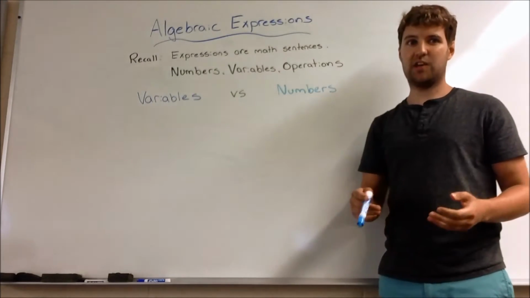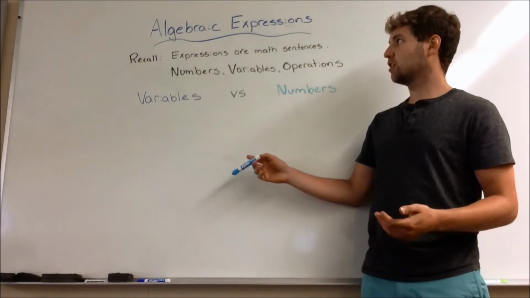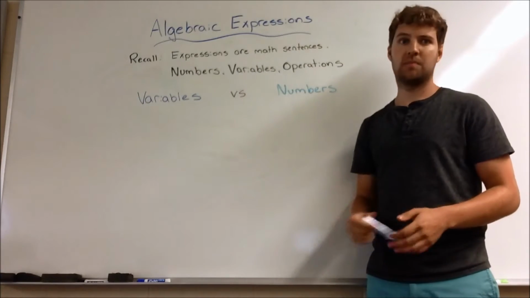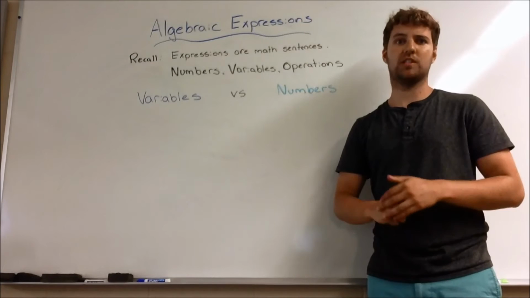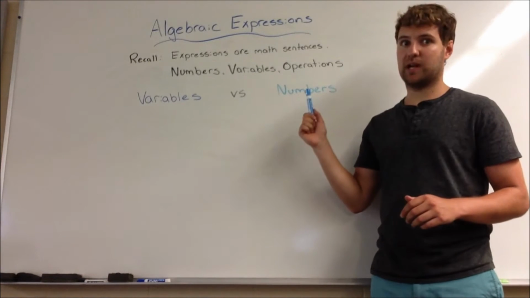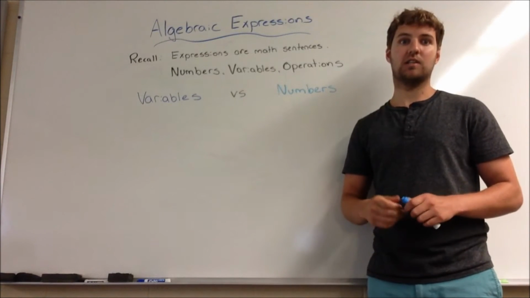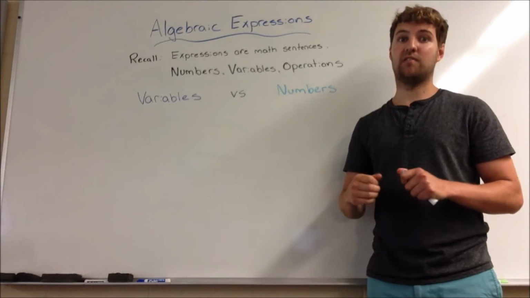And last video, we said that we weren't going to worry about variables. We just looked at different expressions that had numbers and operations, and we used order of operations to evaluate those expressions. Today we're going to look at algebraic expressions, which comes from the word algebra, and algebra is when we start dealing more with variables.